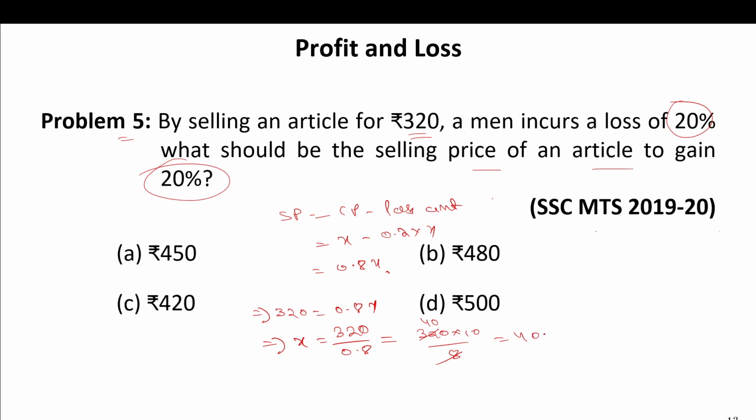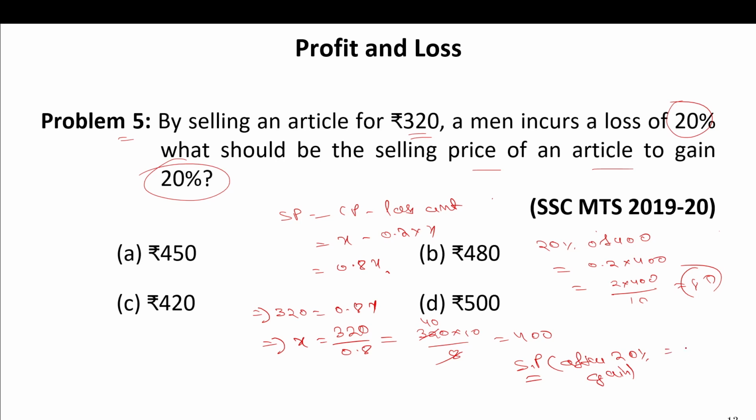And this will be 400, right? So what we want is a 20% gain on it. So 20% profit will be what? 20% of 400 is equal to 0.2 into 400, which is 2 into 400 by 10, equal to 80, right? So the selling price after a 20% gain is equal to SP, that is CP, that is 400 plus 80.